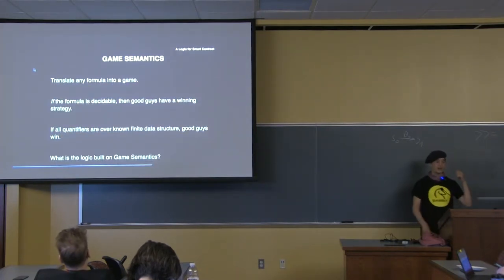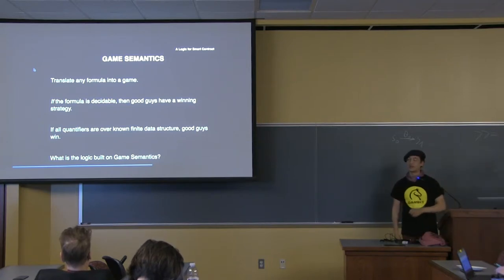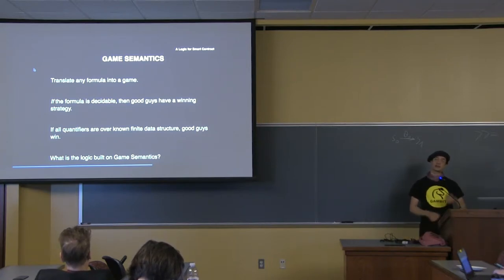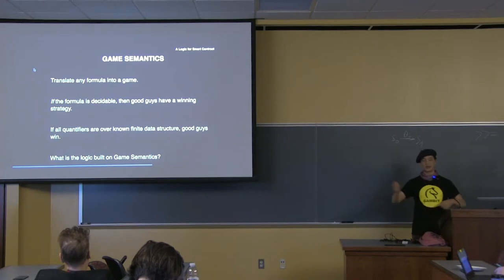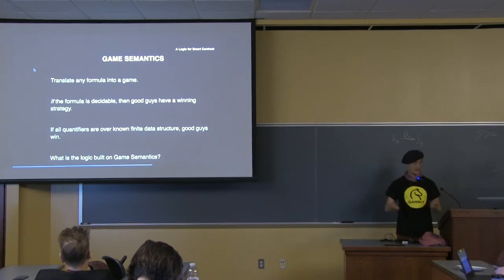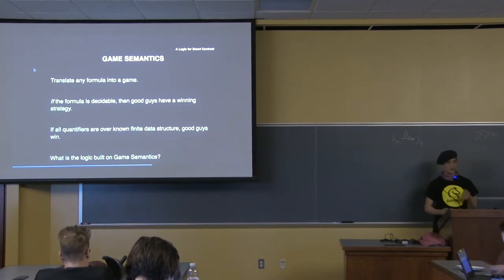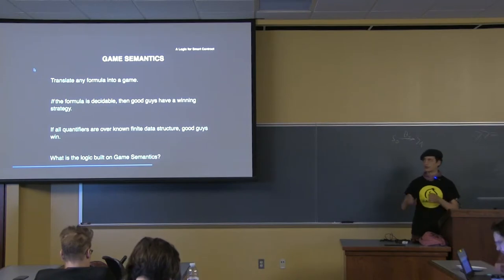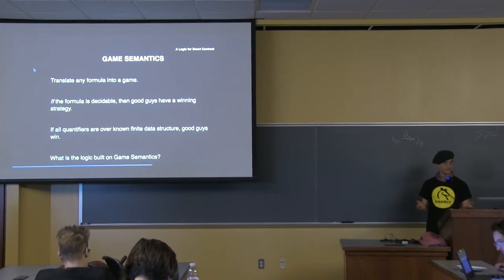So we can transform any formula into a game, and if the formula is provable, then the winner has a good strategy. And if the formula is decidable, then whichever guy is the winner and is the right guy has a winning strategy. And if all quantifiers are over finite data structures and all the primitives are simple, then the good guys win because indeed the formula is decidable.